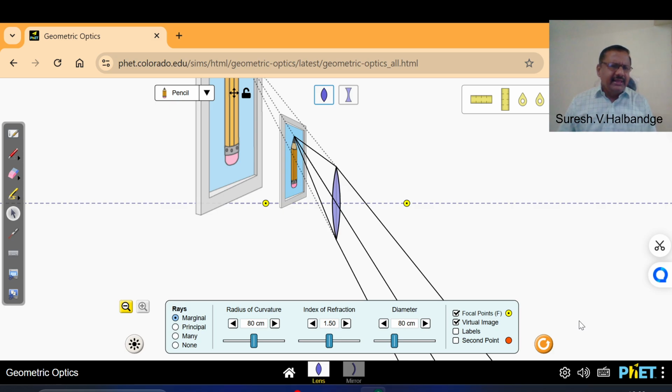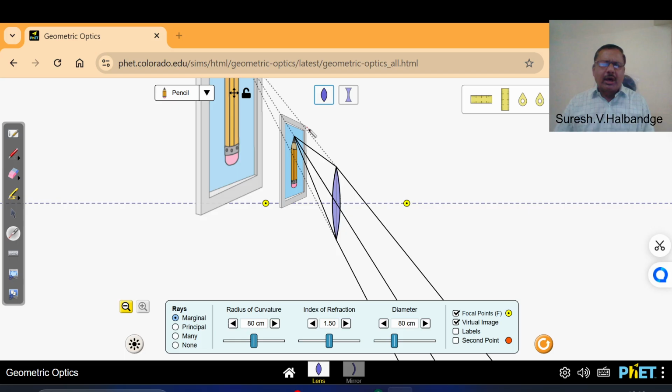Now, in this applet, you can see that this is the biconvex lens, right? The lens that you are seeing. This lens is a biconvex lens. And we know it has a certain focal length. These are the points of principal focus.